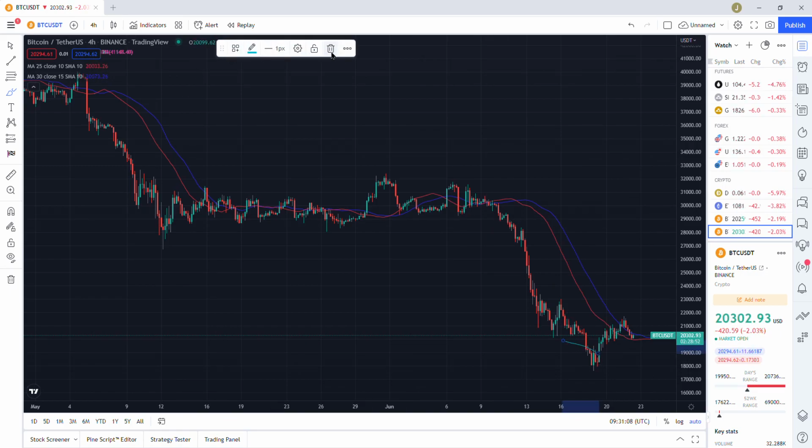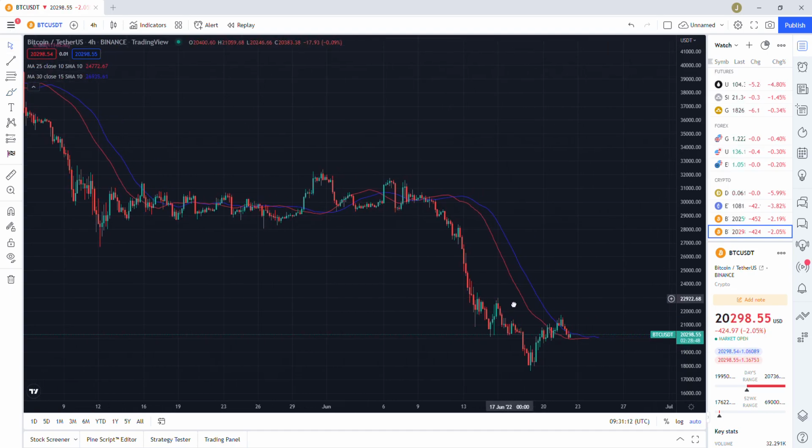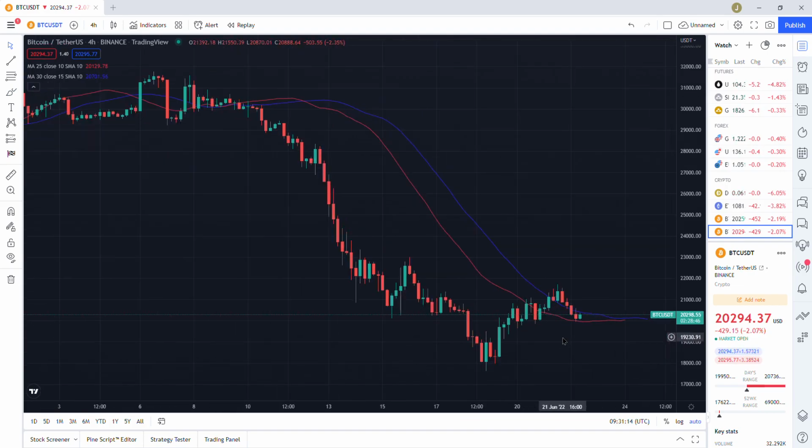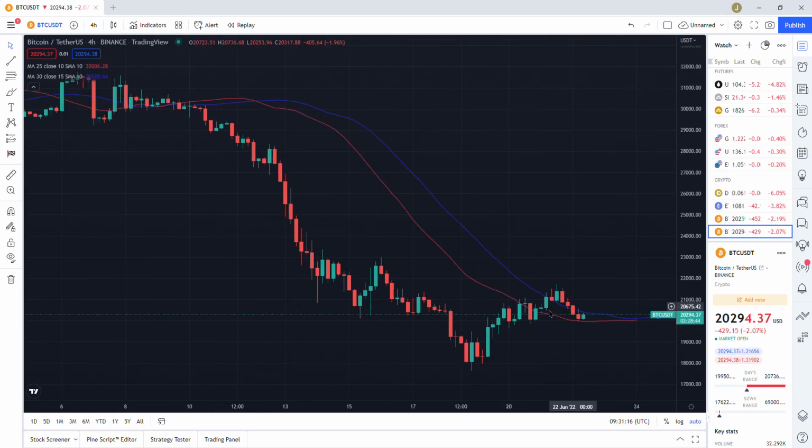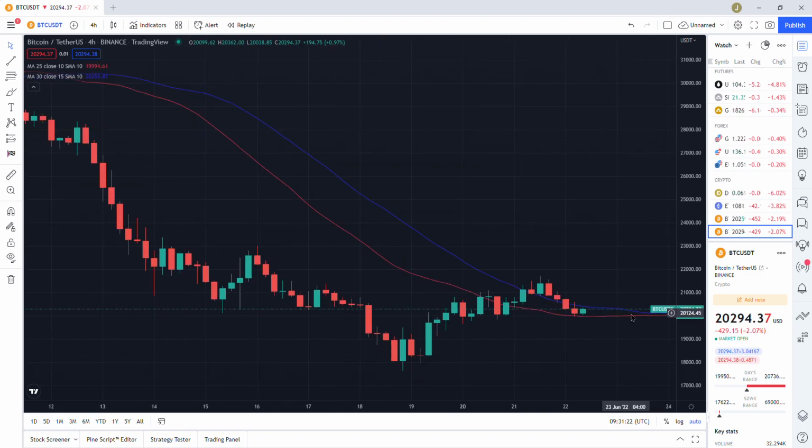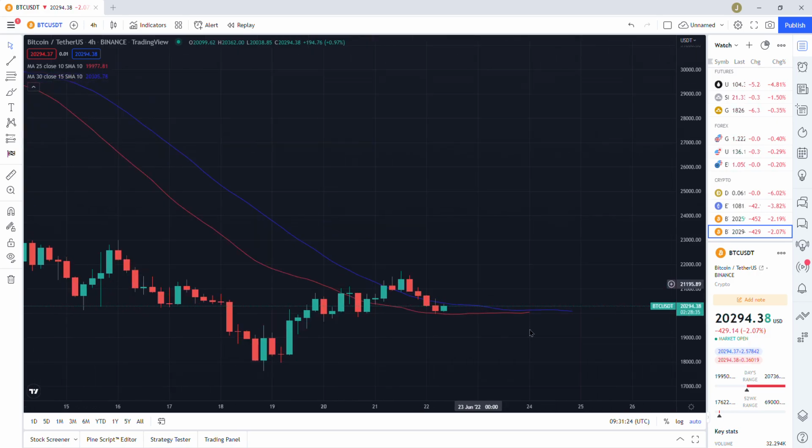Sorry, I still have my two chosen. Alright, so let me just use a simple ideal for this point. As you could see, Bitcoin is trying to form a specific strategy, but remember this was a ranging market, but the moving averages have not crossed each other yet, so we don't know the specific definite movement of Bitcoin.